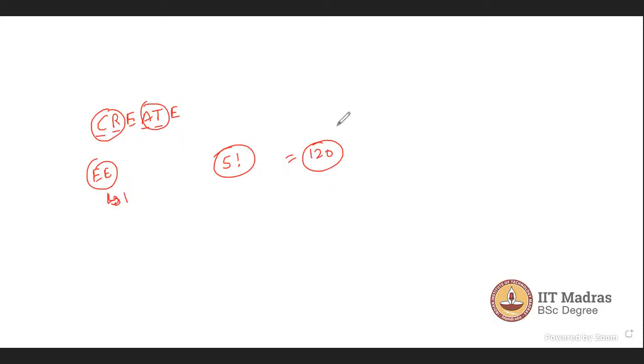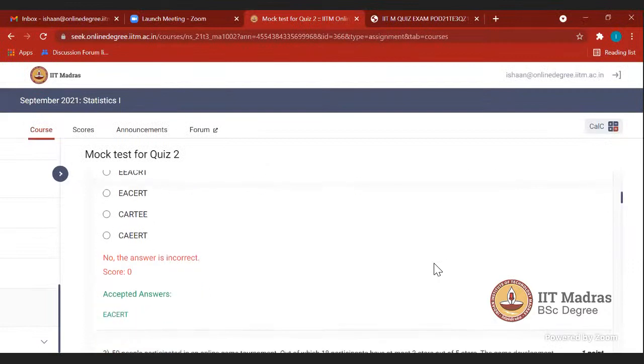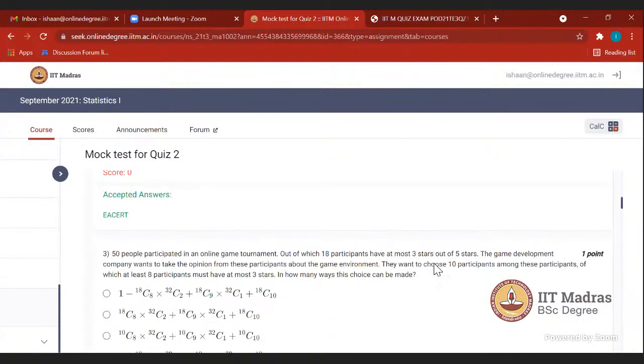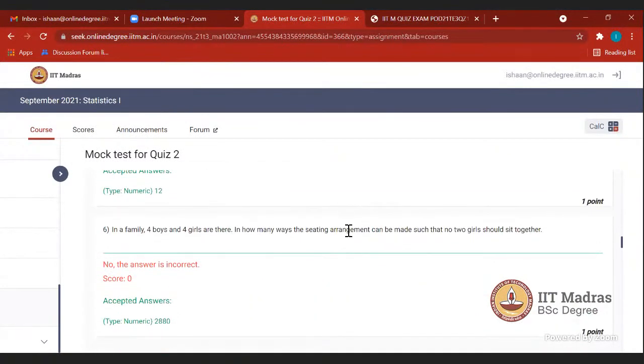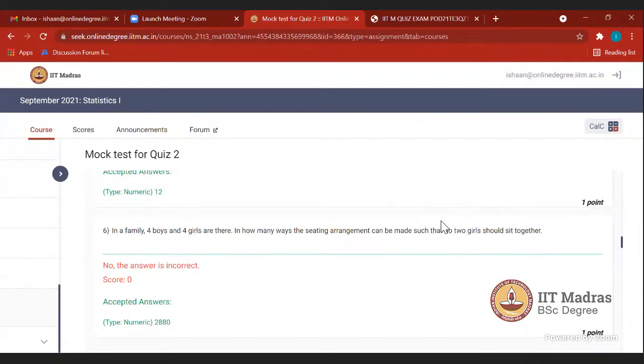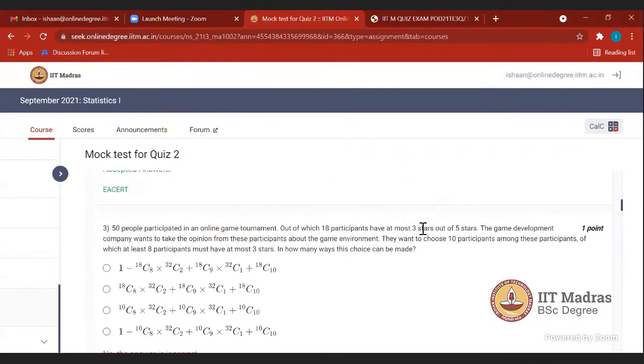Sir, if we have a question like a boy and girl should be in between both the things, how many ways can they be arranged? How to do this? I think this question is also here, right? No, this one is also here. Okay, let's see the 6th one, right? Yes, sir. Okay, we'll just see the question 6.